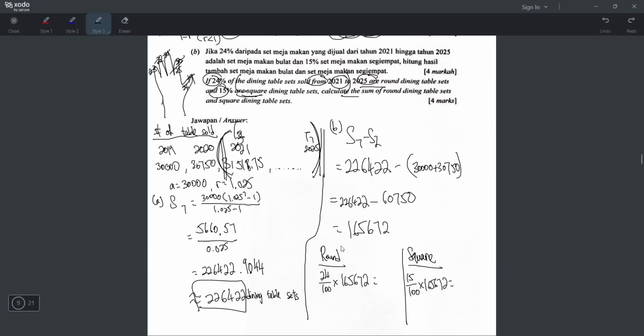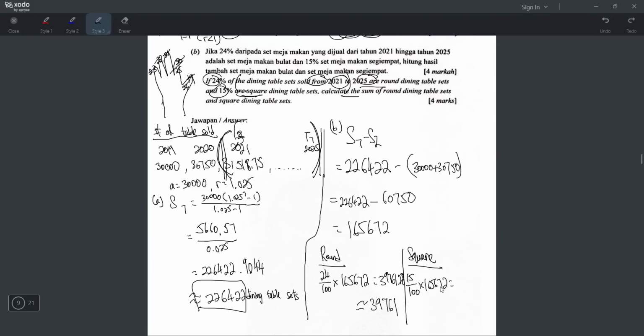So 39761. Actually 0.28. But we will not write the 0.28. Just 39761, because this is the number of dining table sets sold. So it cannot have decimal, cannot have fraction, cannot have negative. It has to be an integer.